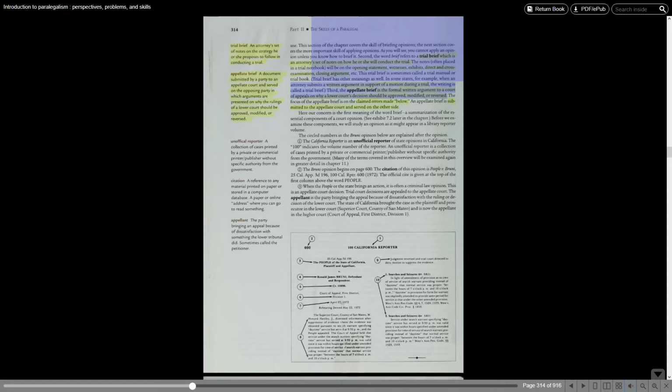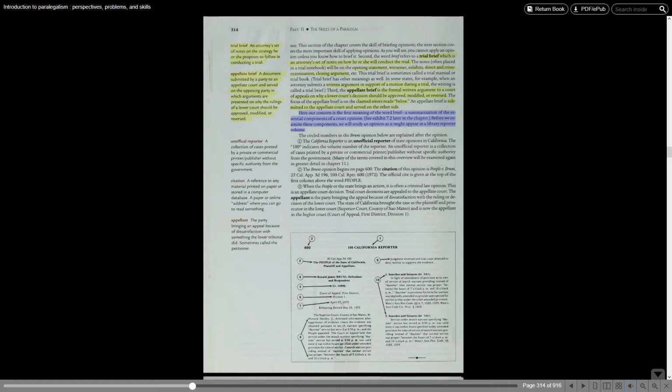Third, the appellate brief is the formal written argument to a court of appeals on why a lower court's decision should be approved, modified, or reversed. The focus of the appellate brief is on the claimed errors made below. An appellate brief is submitted to the appellate court and served on the other side. Here our concern is the first meaning of the word brief, a summarization of the essential components of a court opinion. See Exhibit 7.2 later in the chapter.